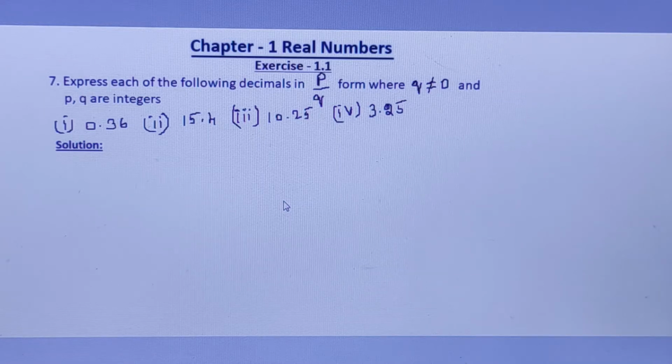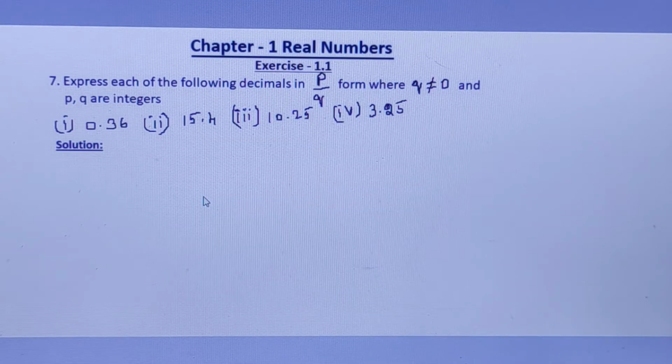Hello students, in this video let us solve questions 7, 8 and 9 from exercise 1.1. Question 7. Express each of the following decimals in p by q form where q is not equal to 0 and p, q are integers.